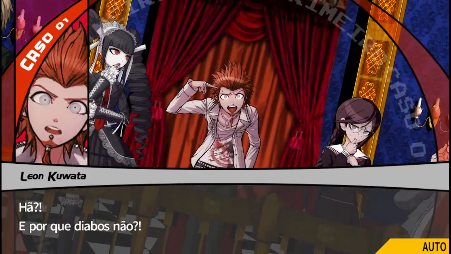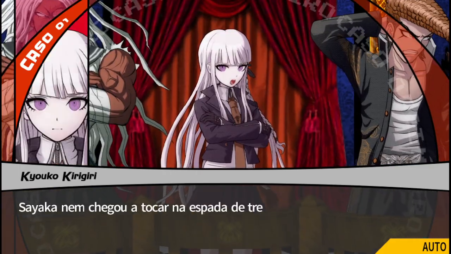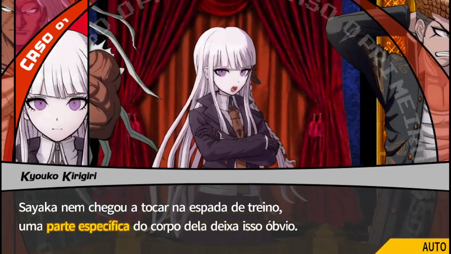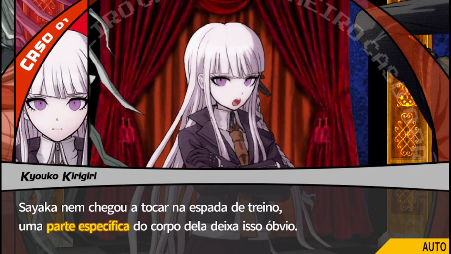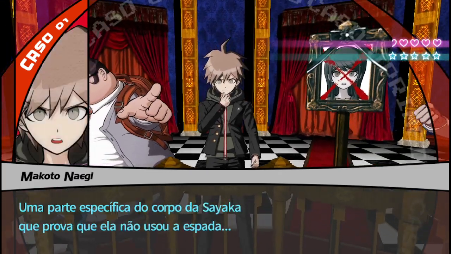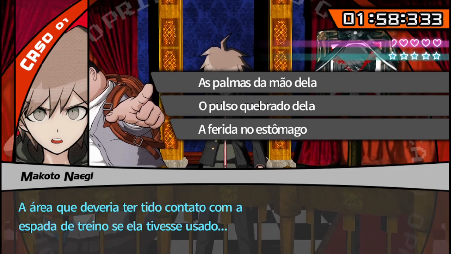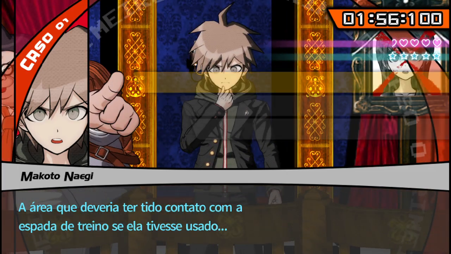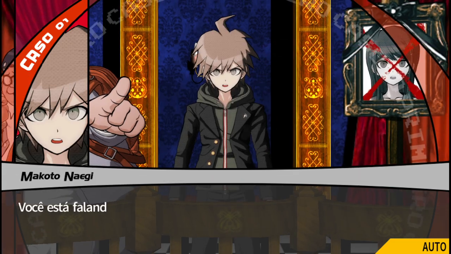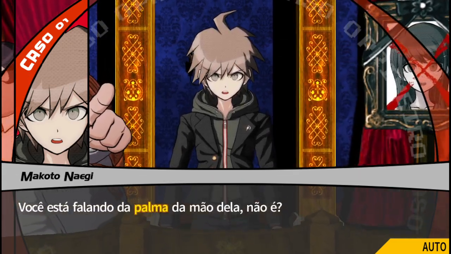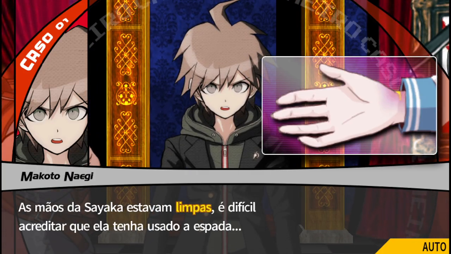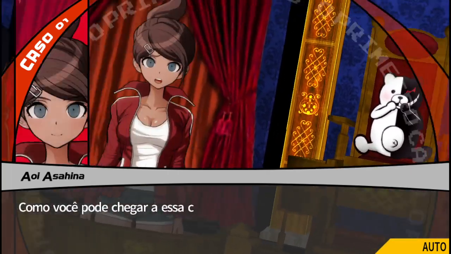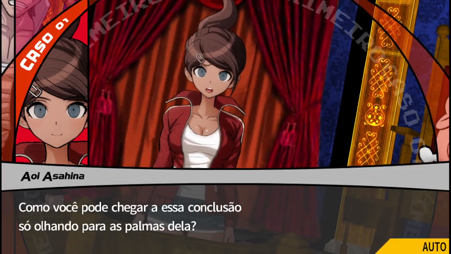What? How the hell can you not think that? Because she never held the sword at all. There's a certain part of her body that makes this clear. I got it! You're talking about her palms, right? The palms of her hands were perfectly clean, so I don't think she ever picked up the sword. How can you know that just by looking at her palms?